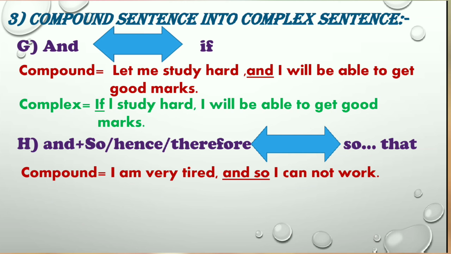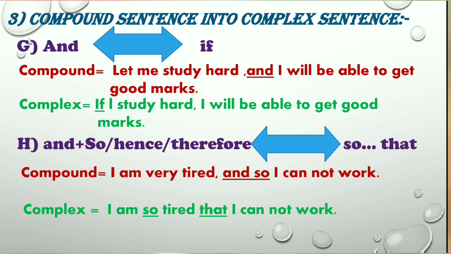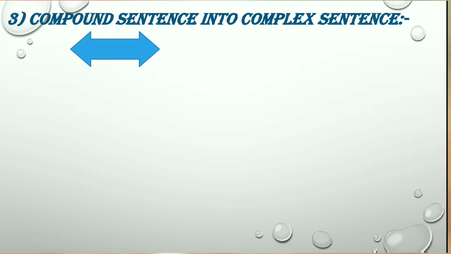Let's see a compound sentence. I am very tired and so I cannot work. So, and plus so, is used here. I'll remove these two words and just use so and that to make a complex sentence. Now let's see our complex sentence. I am so tired that I cannot work. In this way our complex sentence is ready by using so that.